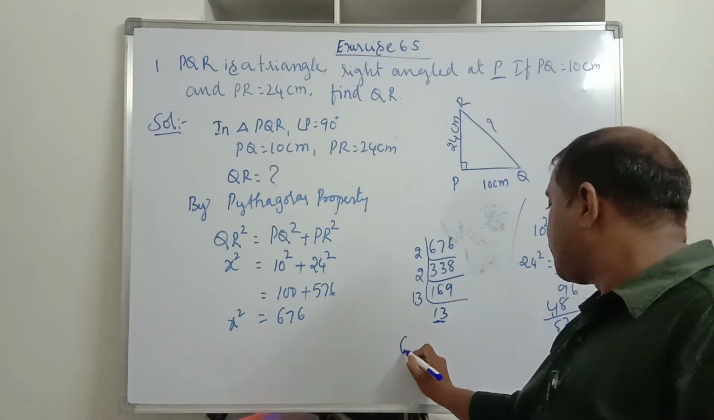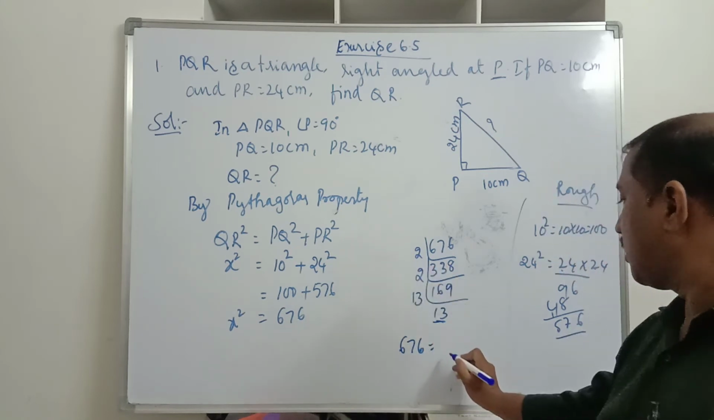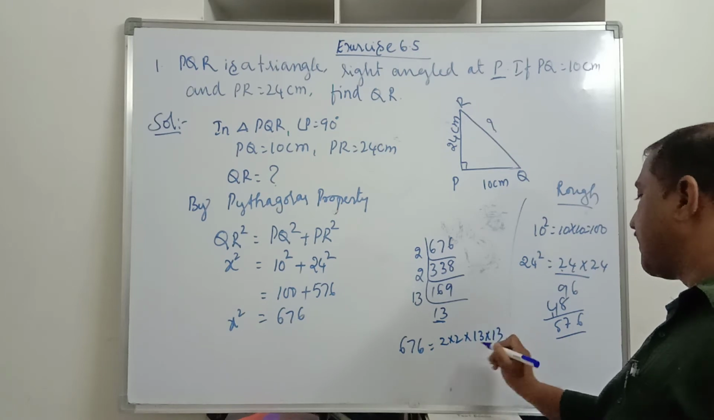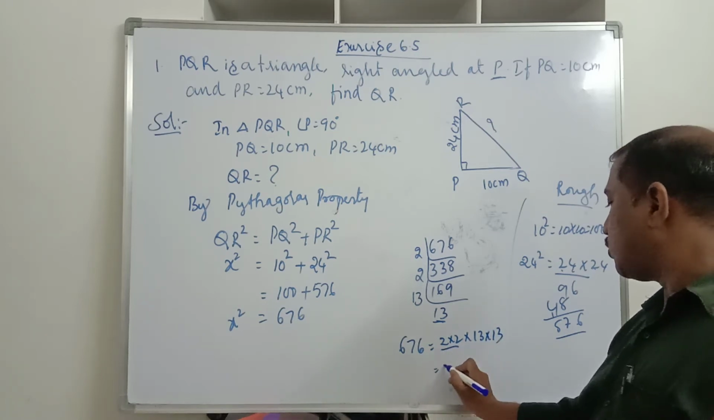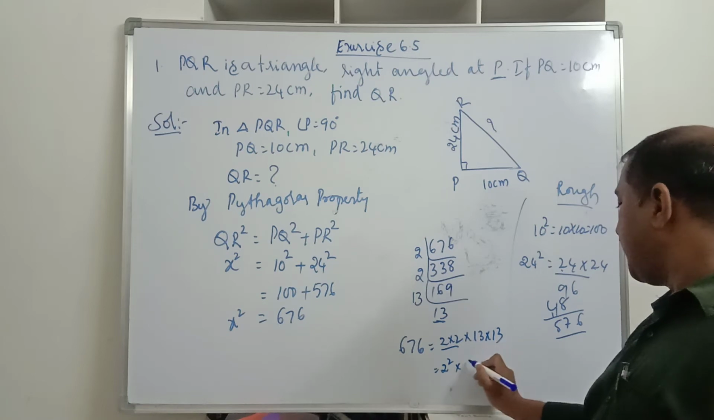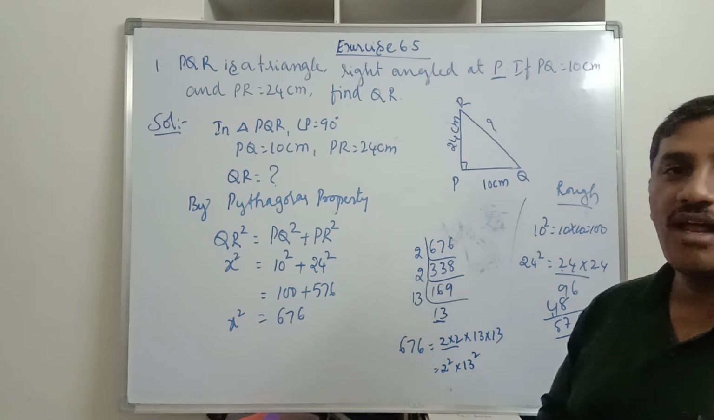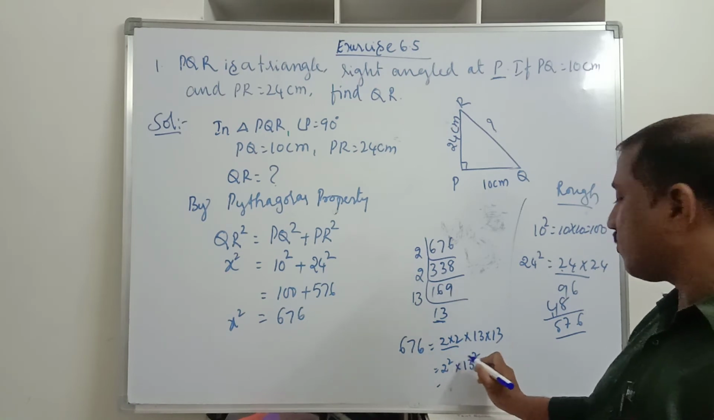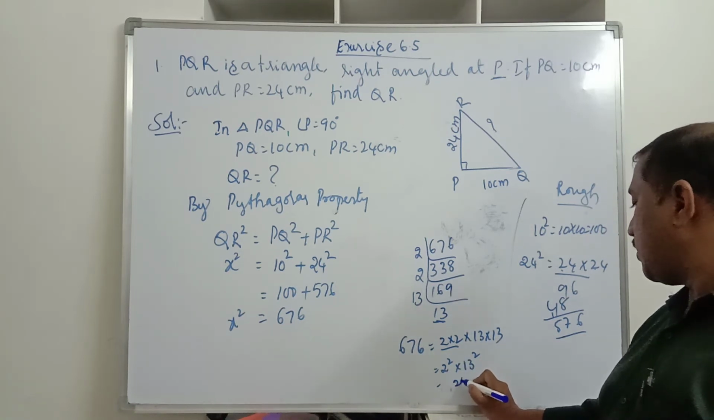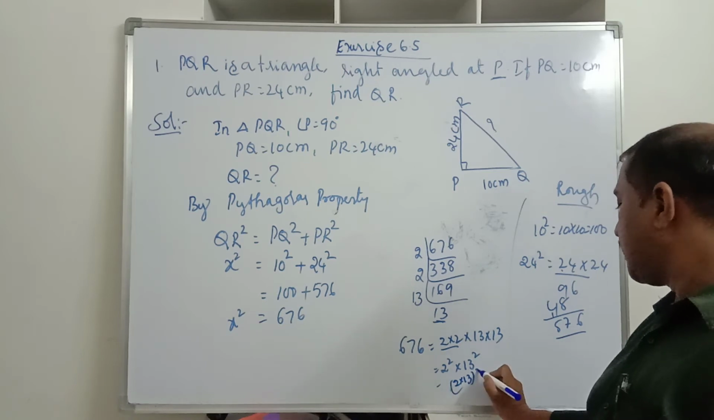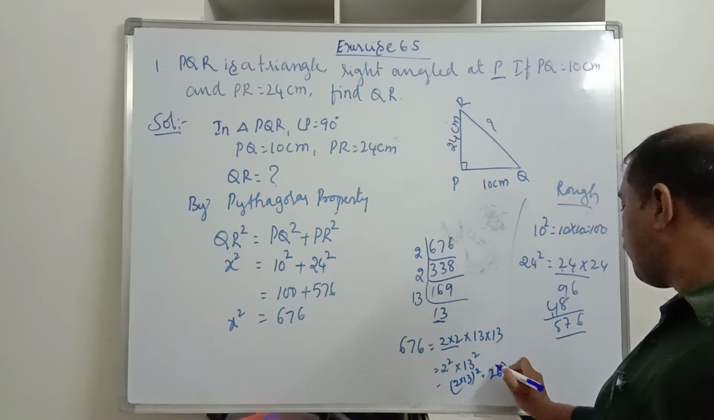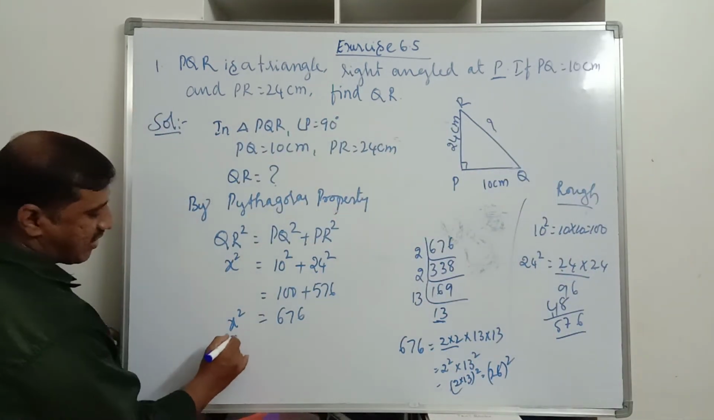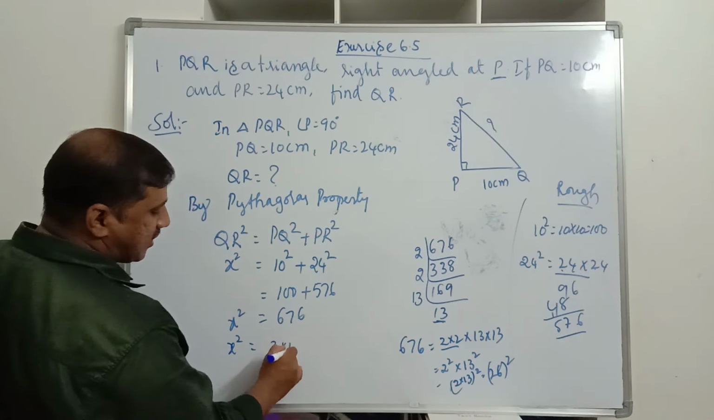Now, 676 can be written as 2 into 2 into 13 into 13. So 2 into 2 is 2 square, and 13 into 13 is 13 square. By applying the laws of exponents, a square into b square, where the powers are the same, we get 2 into 13 whole square, that is 26 square. So therefore we can write 676, x square, is equal to 26 square.